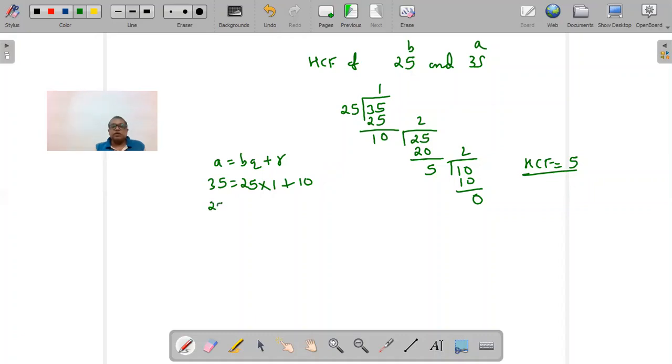Second step, we get 25 as A, is equal to 10 into 2. What is the remainder here? 5. Third step, what is the dividend? 10 is equal to 5 into 2 plus 0. So we are going to stop here. The last divisor will be your HCF. So we can say HCF is equal to 5. So this is a method by which we find out HCF of two numbers by using the Euclid's division lemma.